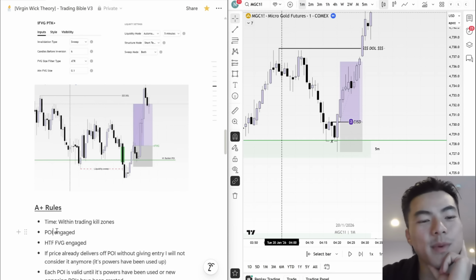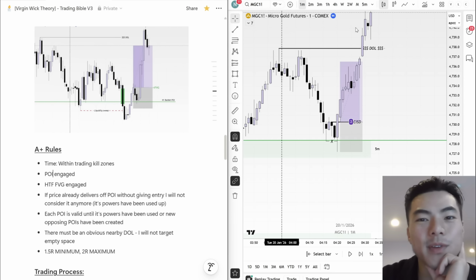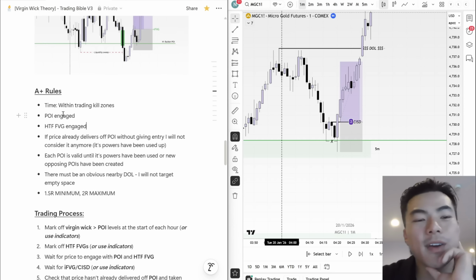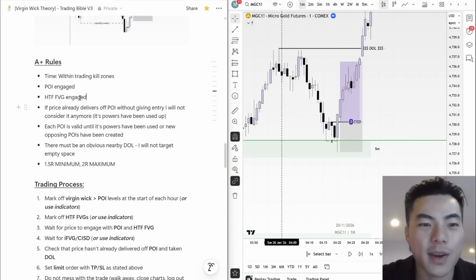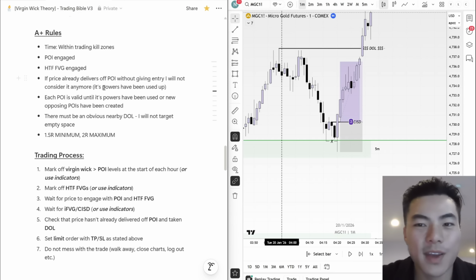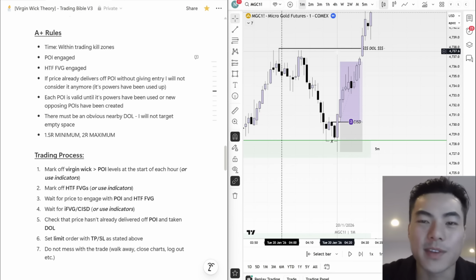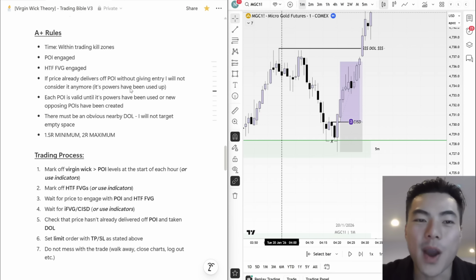And then here I've also got a bunch of rules, but if you've been following, you should already know these. Only trade within your kill zones, wait for POI to get engaged, high time frame fair value gap engaged. If price already delivers off the POI to the drawn liquidity, I will not consider it anymore. For me, I would consider that the powers have already been used, and so you cannot use the POI after that anymore. 1.5R minimum, 2R maximum, always target drawn liquidity, can't target empty space.